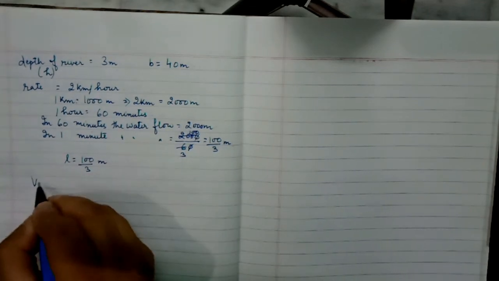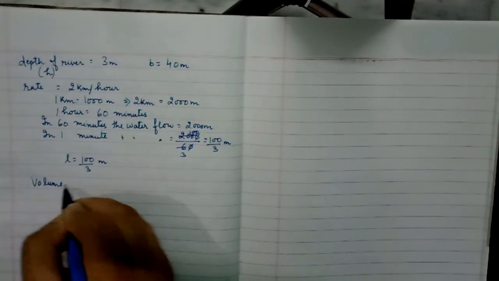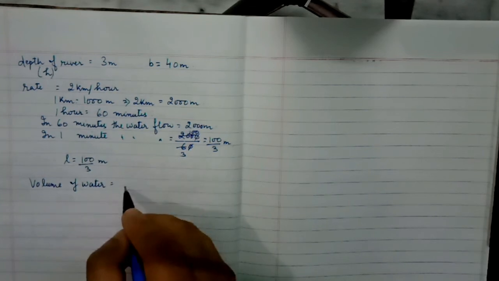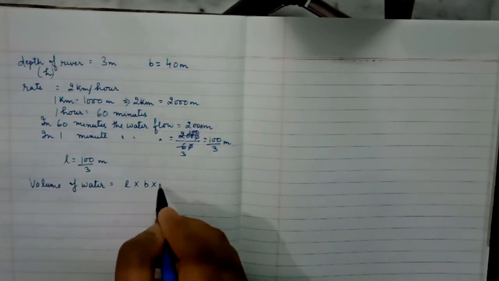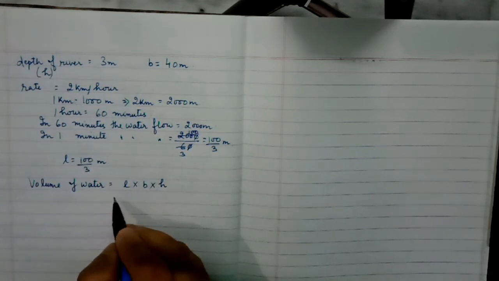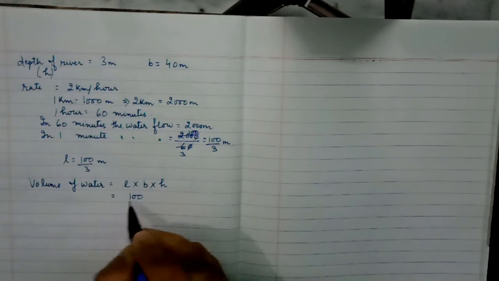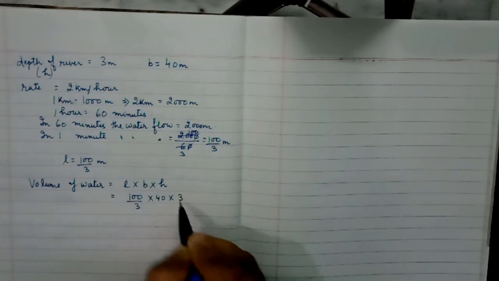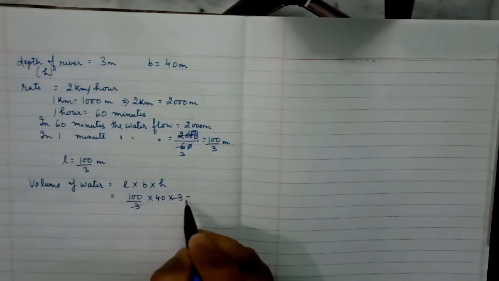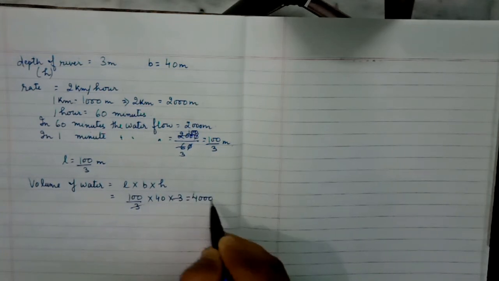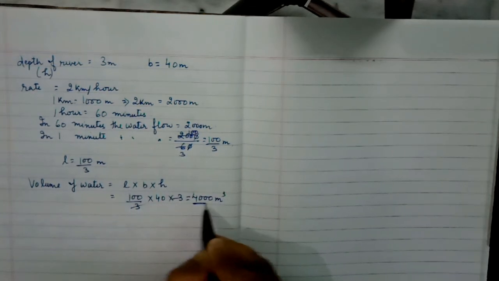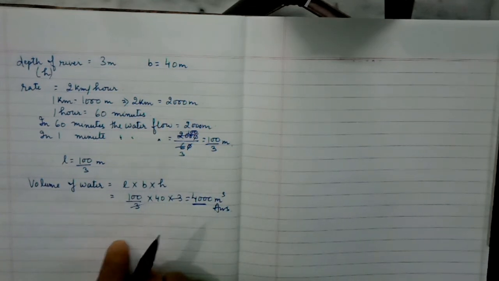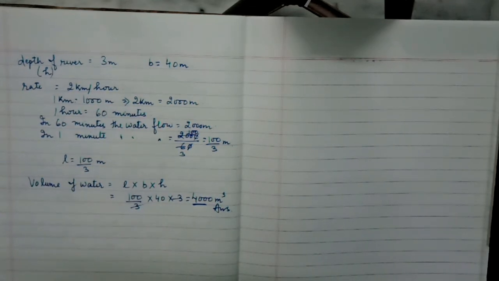Volume of water will be equal to length into breadth into height, which is equal to length 100 upon 3 into breadth 40 into height 3. That is 4000 meter cube. This is the answer. Okay students, now here comes the end of the exercise 13.5.